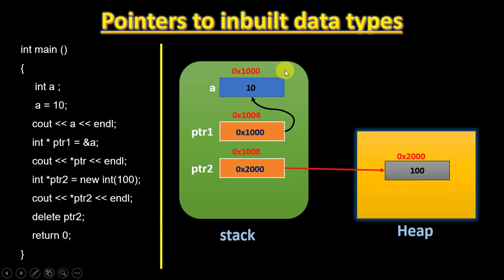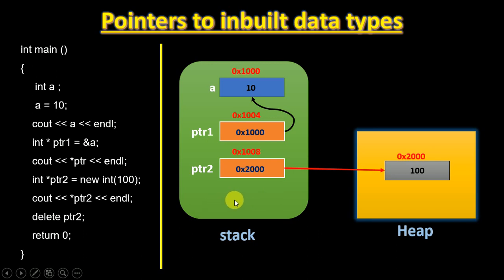For the stack segment variable, we have another name called a. But what about heap? We don't have any other name for this. So if you want to access this value, you have to use the pointer only. If you want to access stack variables, you can use the other name, the reference name. But what about the heap memory variable's value? You have to use the pointer only: cout << *ptr2, then it will print this value.